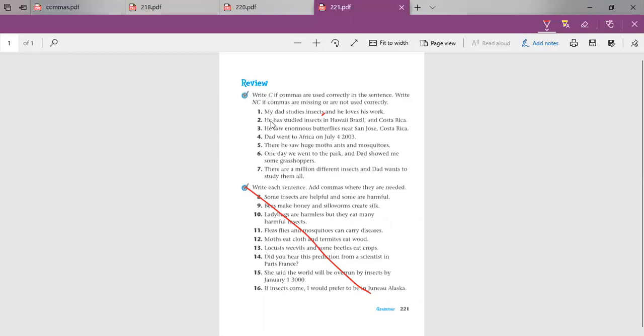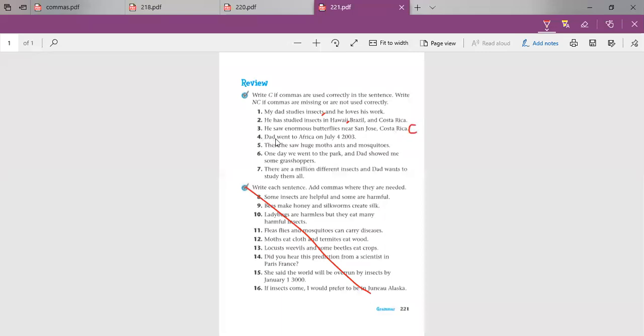Sentence number 2. He has studied insects in Hawaii, Brazil, and Costa Rica. So we have here to add a comma before Brazil because these are 2 separate places. Hawaii, comma, Brazil, comma, and Costa Rica. I'm separating all the places where he has studied. Sentence number 3. He saw enormous butterflies near San Jose, Costa Rica. Now this sentence is correct, because the comma is used correctly.